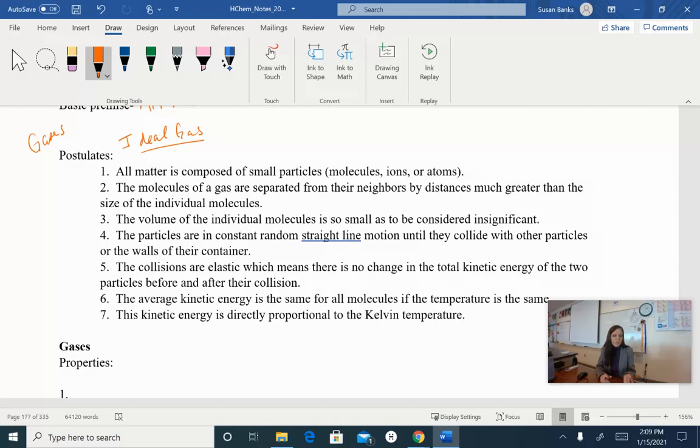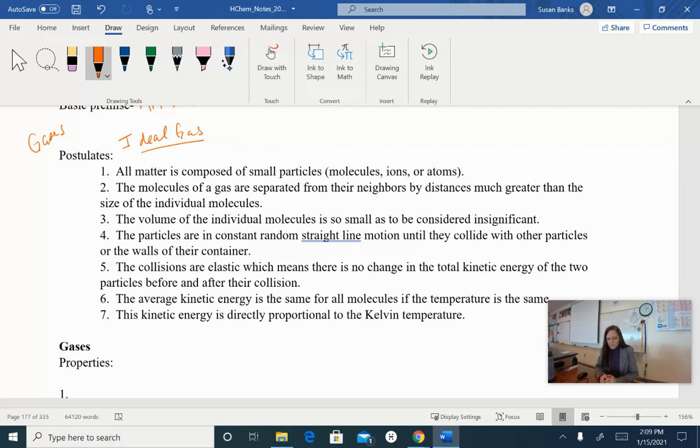Okay? Number 4, these gas particles or molecules are in constant random straight line motion until they collide with other particles or walls of their container. Now, you've seen this random straight line motion if you've ever played air hockey or if you've ever seen a hockey game right after the ice has been Zamboni'd really well. So on an air hockey table, if you hit that puck, it glides across that table and it stays in straight line motion until it hits the side of the hockey table or your opponent hits it back at you. It stays in a straight line motion until it hits something. That's what we're talking about.